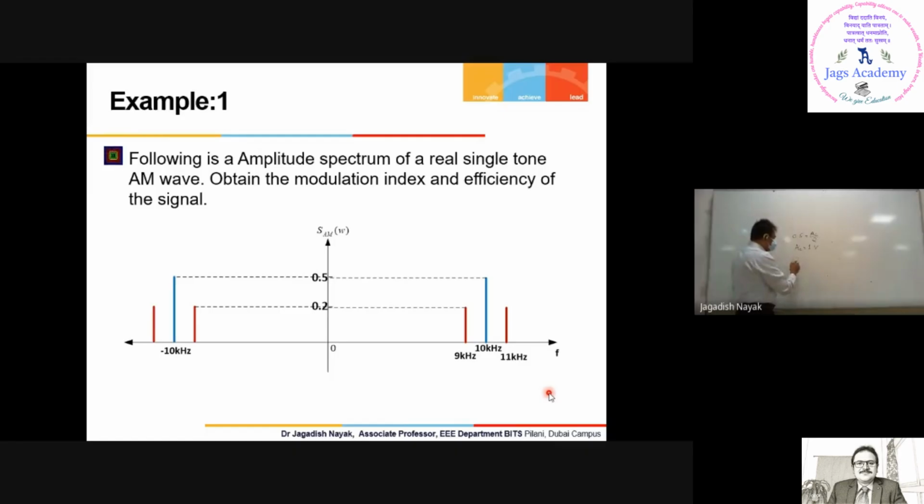Okay. What is 0.2 equal to? Modulation index into AC divided by 4. I have done this in the class. You should remember it. Right. Okay. Now what is M? M into AC, AC is 1, right? Equal to 0.8. What is M? M is not 1. How is M 1? M is 0.8, into 1. This is the answer for this problem.